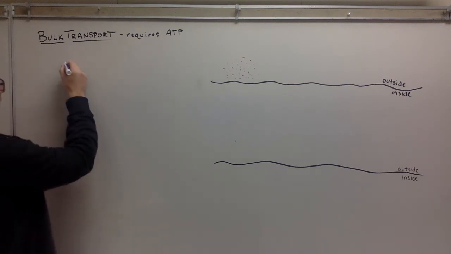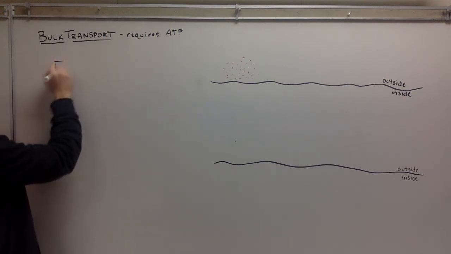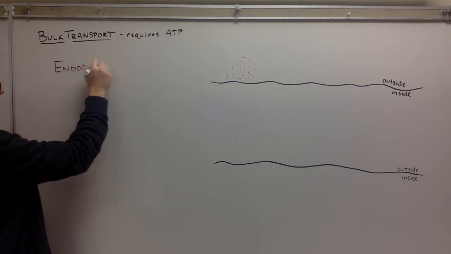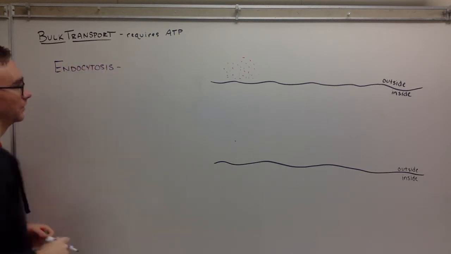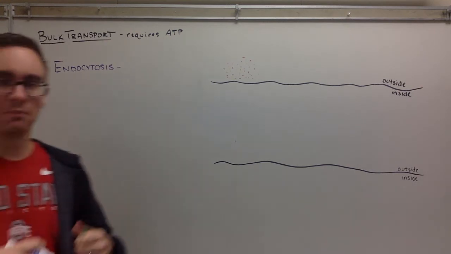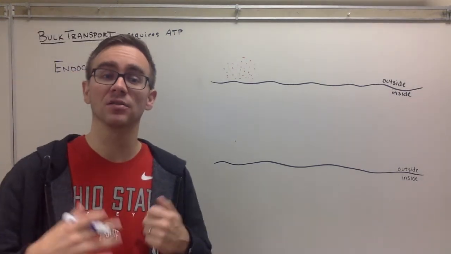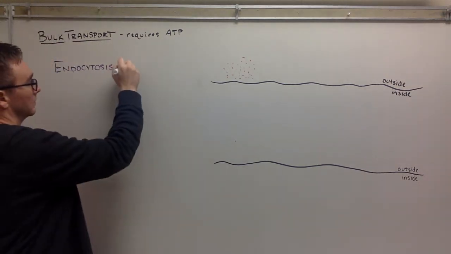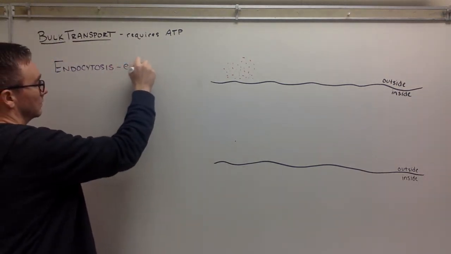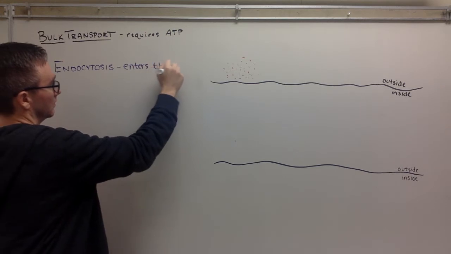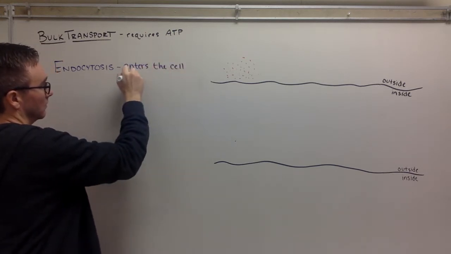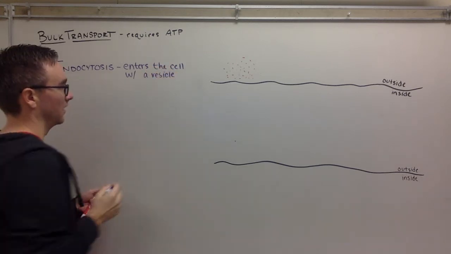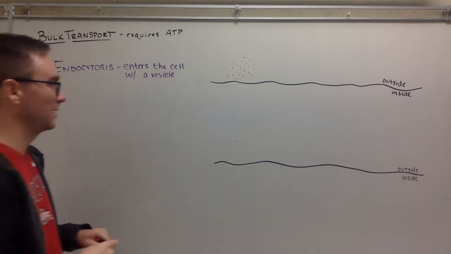Endocytosis. This is a type of bulk transport where things are going to be entering the cell using a vesicle. A vesicle is that little membrane-bound package, remember.